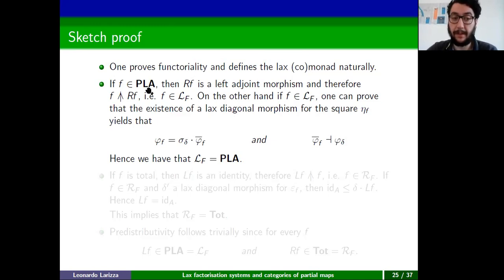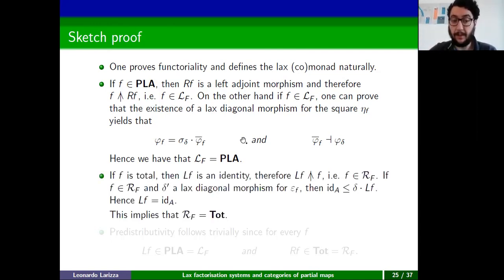We consider an F among partial left adjoints. Then we notice that RF is a left adjoint morphism by definition of RF, and therefore it is left Lax weak orthogonal to F, and then we have that F belongs to LF. On the other hand, whenever F belongs to LF, one can consider the Lax diagonal morphism for eta F, and through this morphism, one builds the needed sigma delta and phi delta to prove that F is a partial left adjoint.